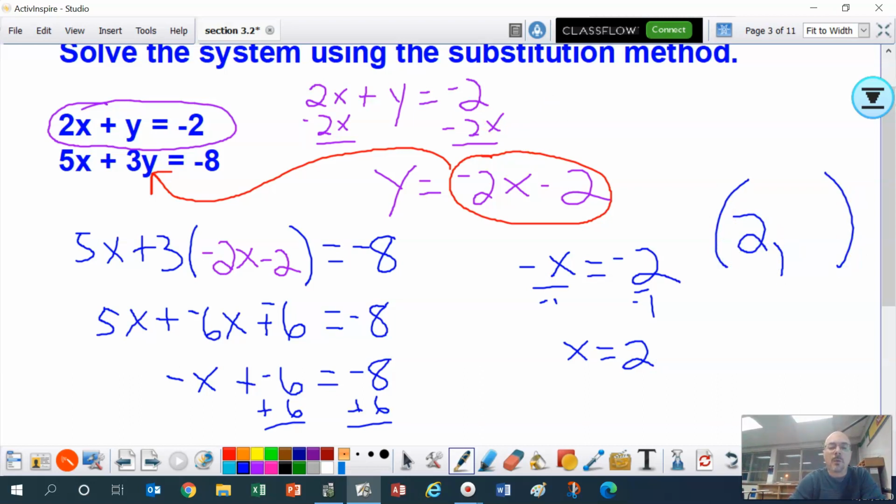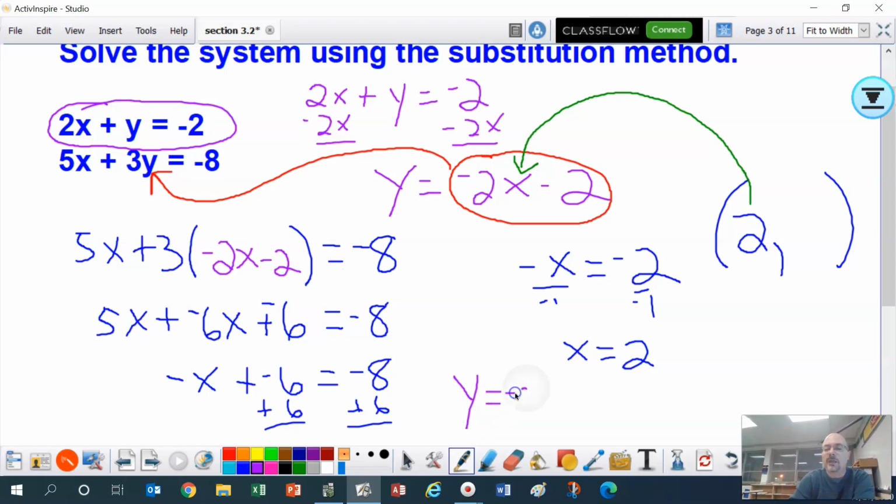Now, I want to know what is the y value. Again, let's make life easy. We're going to take and plug in the 2 into this equation because look, I already have y by itself. So I'm just going to plug that into that one. All right, so I'm going to go down here and do the work down here. So I have y equals -2x. I'm going to replace the x with 2.